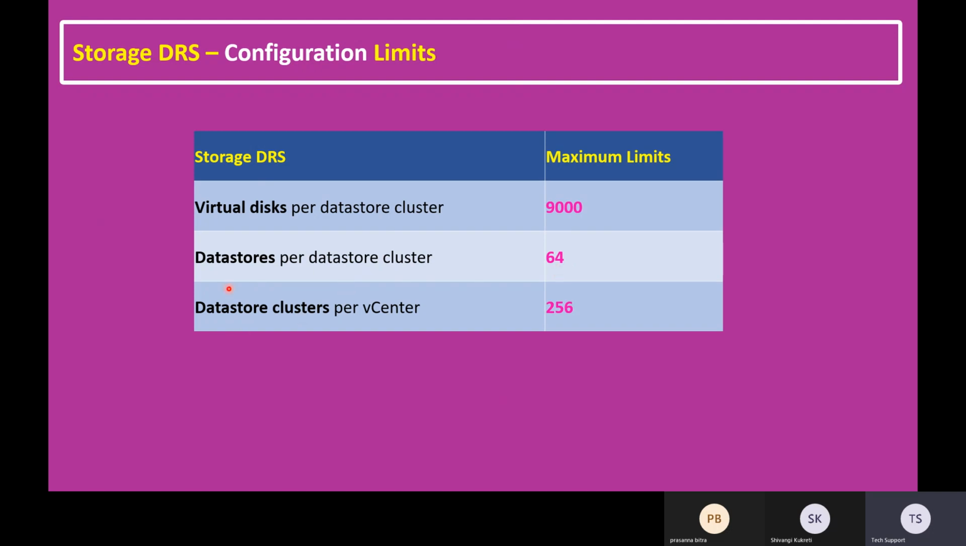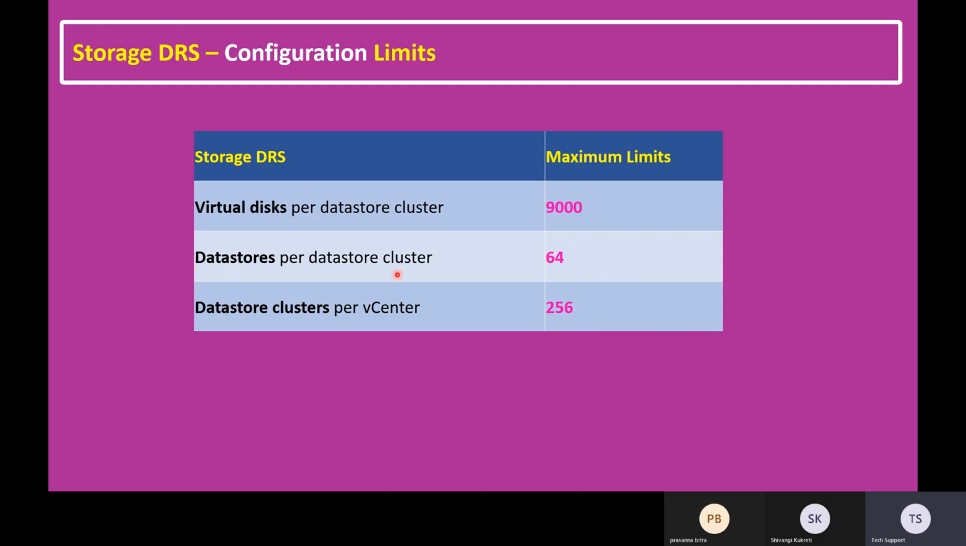And datastore clusters per vCenter, within one vCenter, how many datastore clusters can we add? It is 256. Okay, these numbers are normally useful for the VMware certified professional exam, and some interviews may also ask these maximum limit questions.